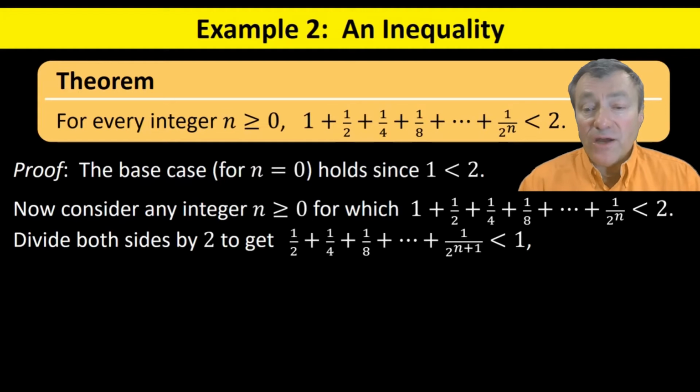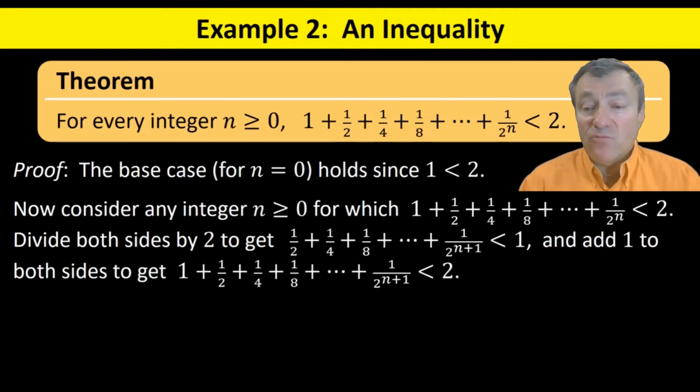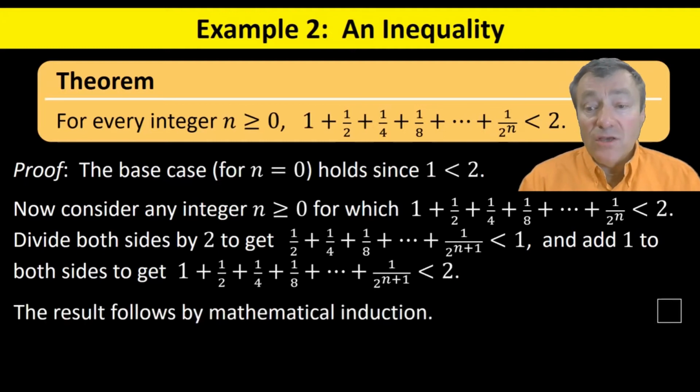Instead, what you can do is divide both sides by 2 to get a half plus a quarter plus ... plus 1 over 2 to the n plus 1 being less than 1. Now from here, it's easy to just add 1 to both sides, and that gives us exactly the inequality we need. So we've just proved the inductive step. Whenever the proposed inequality holds for n, it also holds for n plus 1. So the statement holds for all n greater than or equal to 0 by induction.